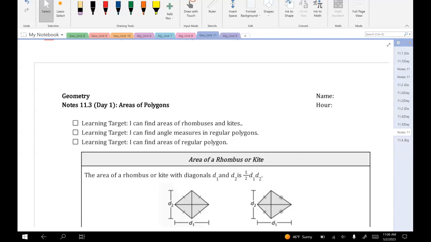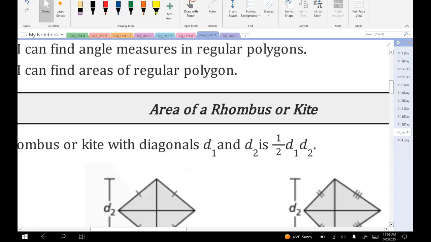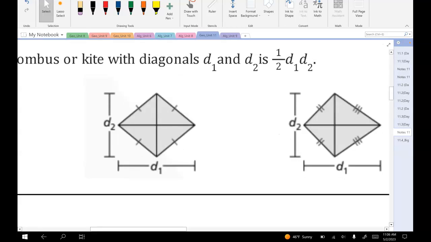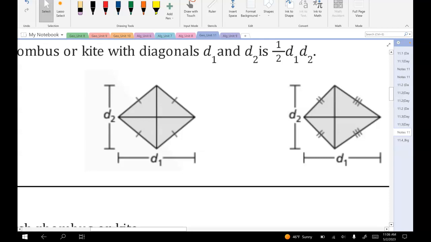Of a rhombus or a kite, we have a pretty quick formula. You take the D, the lowercase d stands for diagonal. So in a rhombus or a kite, you have two diagonals. You multiply those two diagonals together, then you multiply them by 1/2, or in other words, you divide them by 2. The definition of a rhombus is a four-sided shape whose opposite angles are congruent.